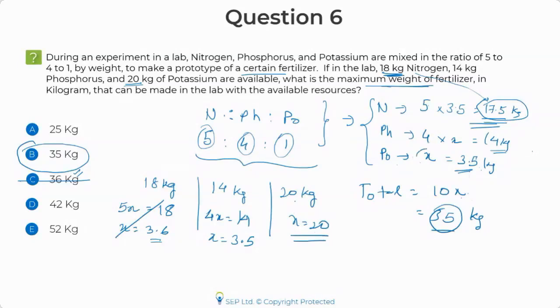Because potassium was x. If I take x as 20, then I would need 5 times 20 and 4 times 20 kgs of nitrogen and phosphorus, and I don't have that. So the last option is not possible. I cannot use my whole potassium. I cannot use all my nitrogen. So the only possibility is to take whole of phosphorus and then take whatever remaining nitrogen and potassium is needed. So the correct answer in this case would be option B. Please let me know if it is clear. If there are any questions, please feel free to ask.